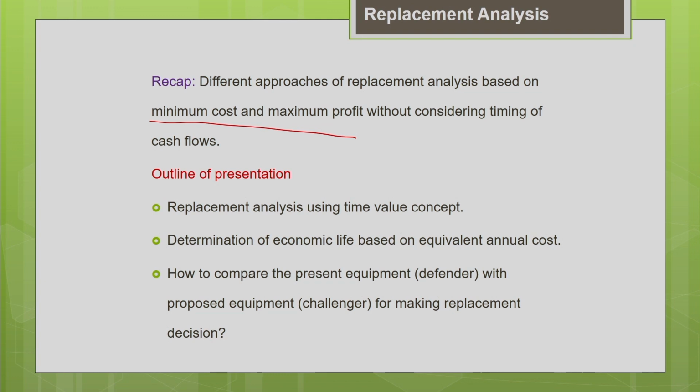But the demerit of what we discussed in the last class is that we did not consider the timing of the cash flows in the illustrations which we worked out in the last lecture. That is a major limitation. Since we did not consider the timing of the cash flows, the estimate we made is only approximate. That is why in this lecture we are going to consider the timing of cash flows also and do the equipment replacement analysis.